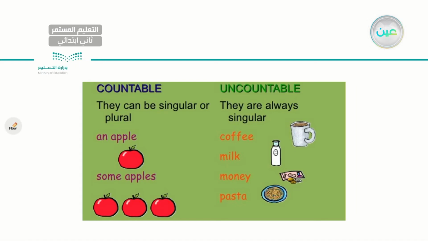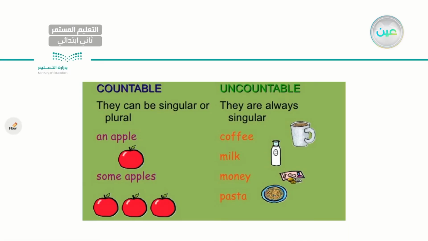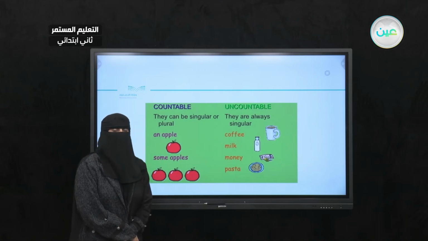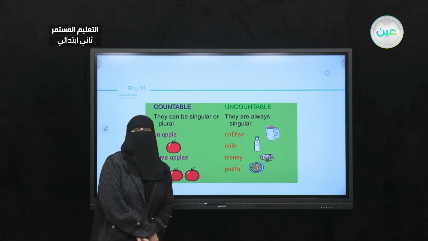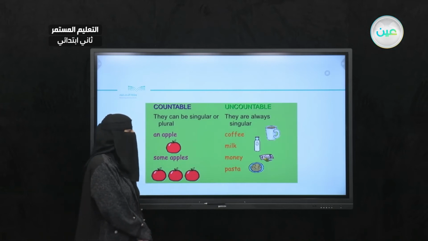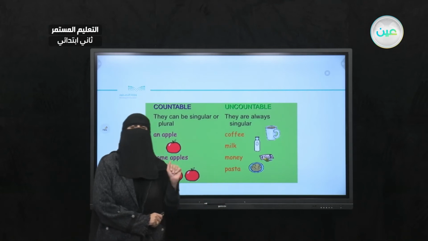But to your right hand, I have uncountable nouns, different kind of food that we cannot count. For example, they always come in a singular form. Like what? Coffee, milk. The word money here is uncountable because I cannot add S to this word. We can give the exact number of riyals, how many riyals you have, but the word money is uncountable, same as the word time. Also, the word pasta is uncountable.